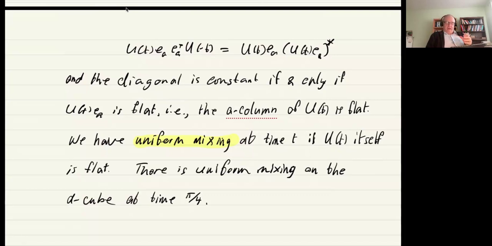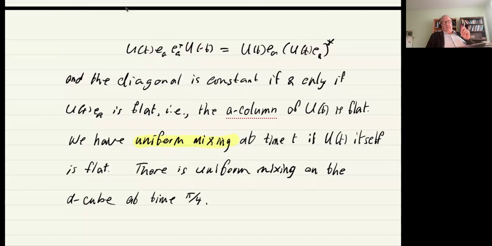What we'd like to have is uniform mixing at time t, no matter which vertex state we started at, which is a strong assumption. But that is equivalent to assuming that at time t, the unitary matrix is flat. So we get uniform mixing starting from any vertex at time t if and only if the transition matrix u of t is flat at time t.